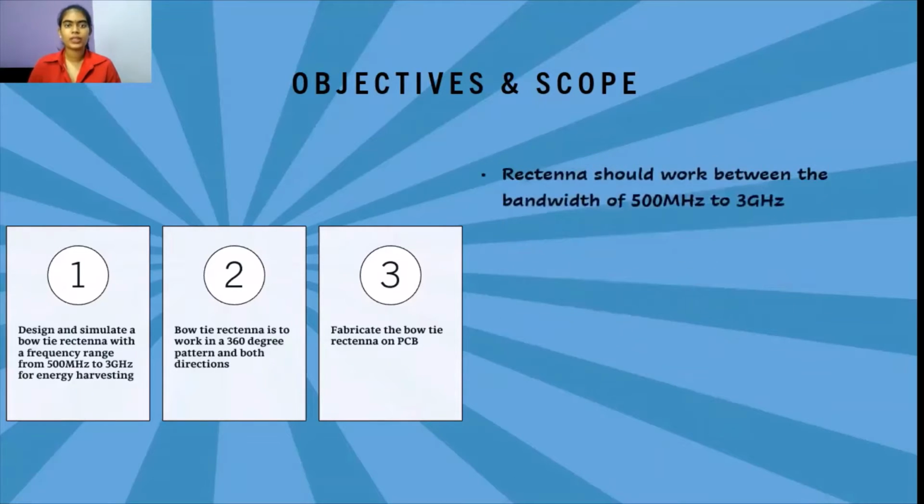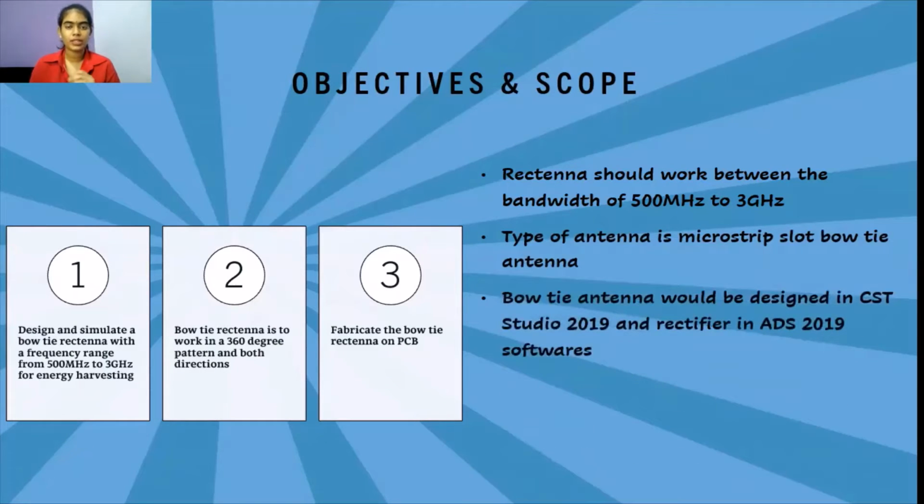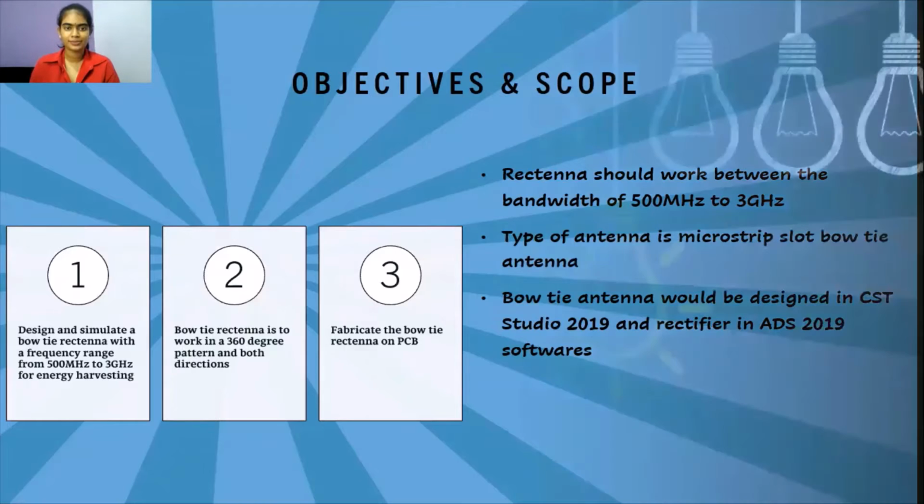Let's look at the scope. The rectangle should work between the bandwidth of 500 MHz to 3 GHz. The type of antenna is a microstrip slot bowtie antenna. And the final one, the bowtie antenna will be designed in CST Studio 2019 and rectified in ADS 2019 software.